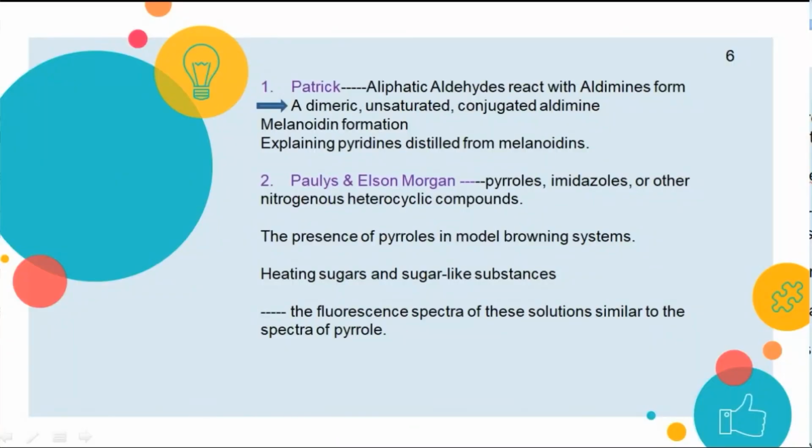Okay, I have listed some tests about this part. Patrick thought melanoidin contains pyridines by testing the reaction between aliphatic aldehyde and ammonia. Second, Paulis and Elson Morgan found the presence of nitrogenous heterocyclic compounds and noted similar spectra between the fluorescence and pearl by heating solutions of the sugars with the amino acids.